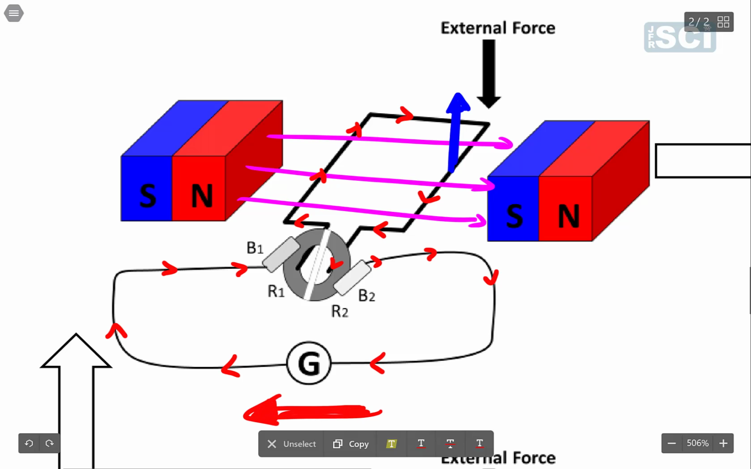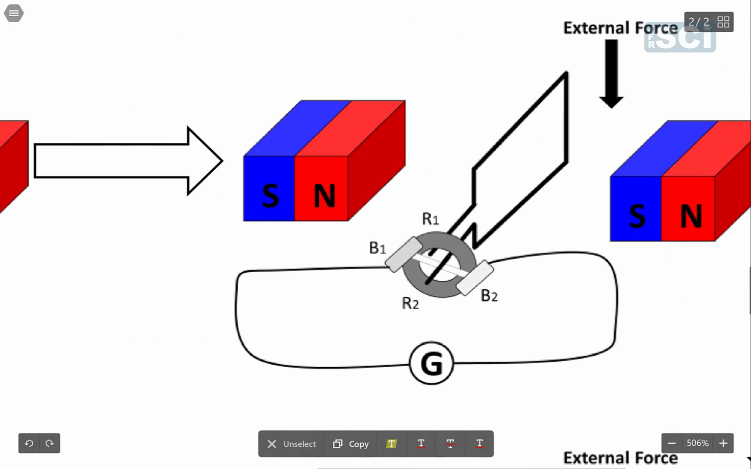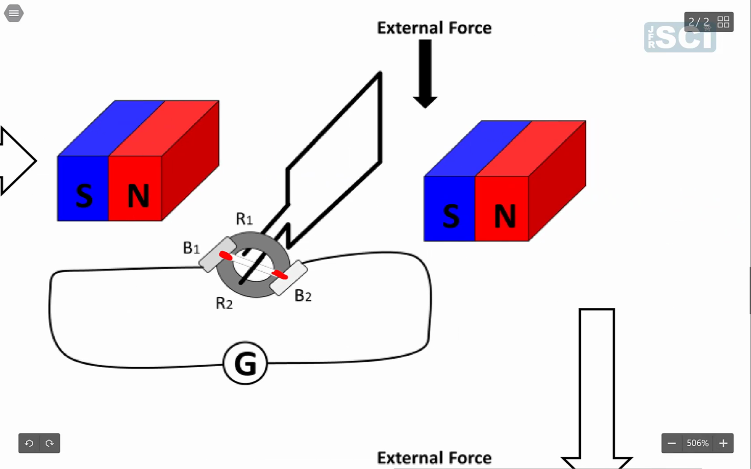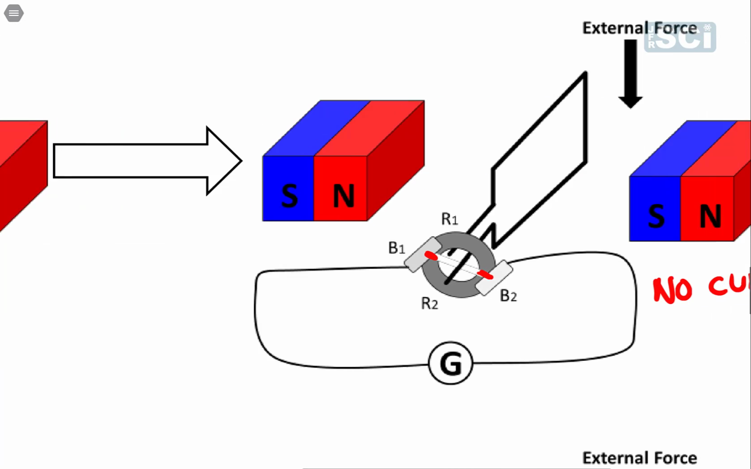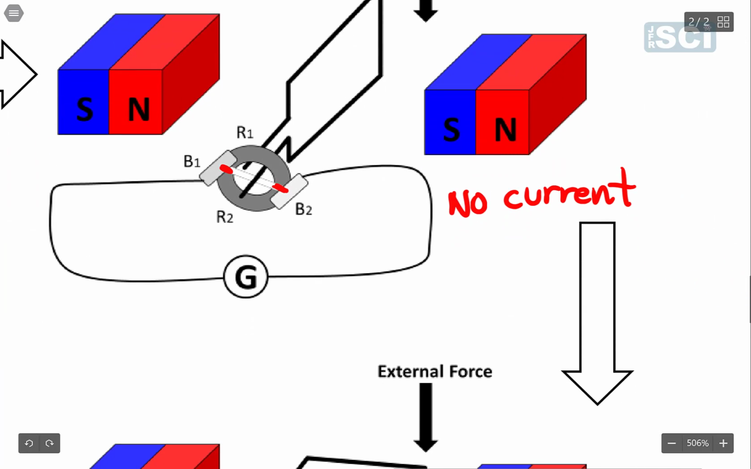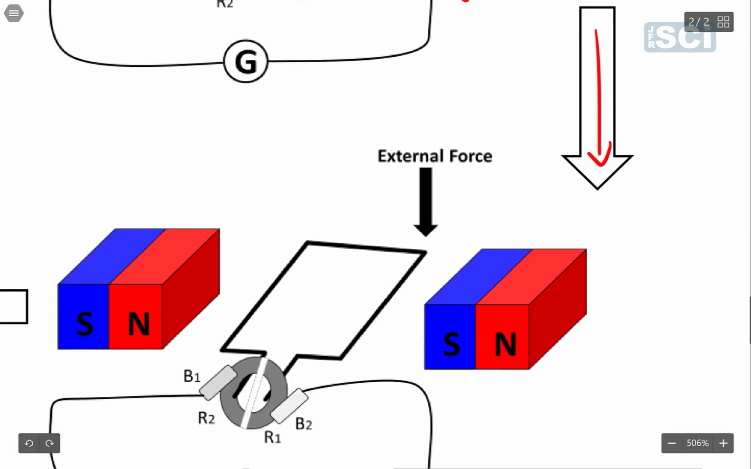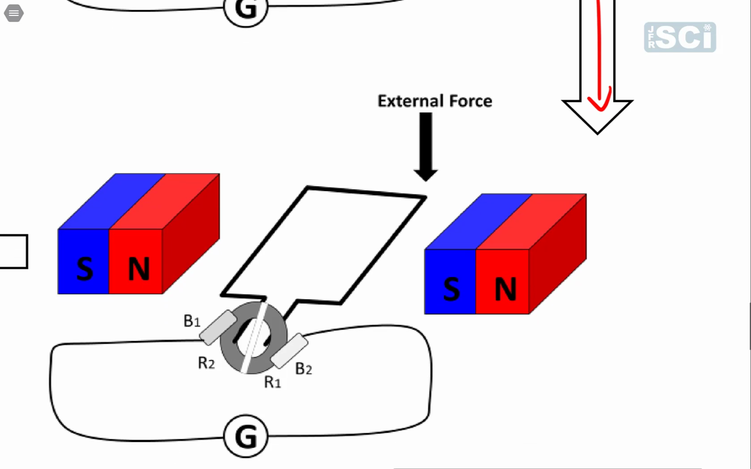So what happens when this thing starts to actually rotate? It gets to a point where the commutators meet up with the brushes, and that causes no current. So my system now went from having current acting to the left to 0, and I'm going to follow this big arrow. It's telling me to go downwards now. This is at the point when my loop is actually flipped over.